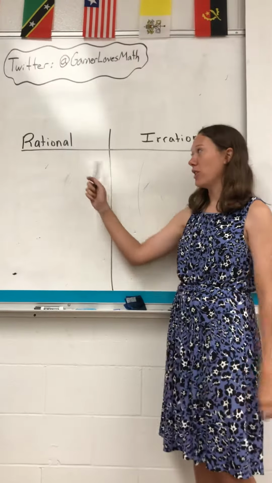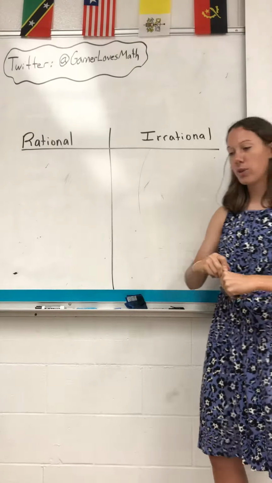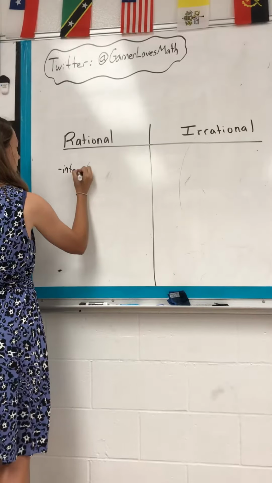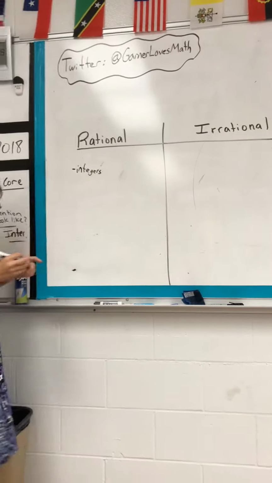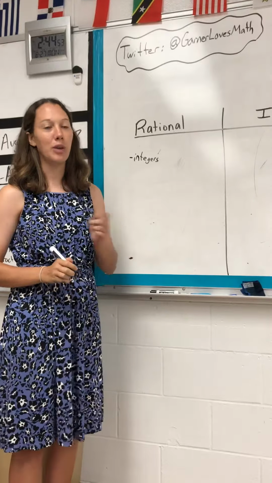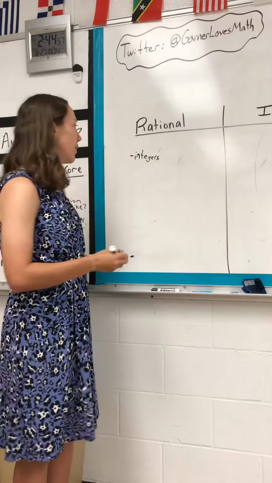Today we're going to talk about the difference between rational and irrational numbers. So rational numbers, we will have all integers. So remember, an integer is any counting number plus its negative. So negative 3, 3, negative 2, 2, negative 1, 1, and 0.